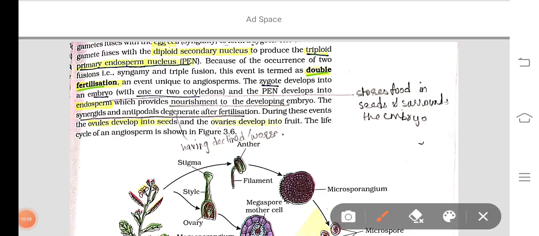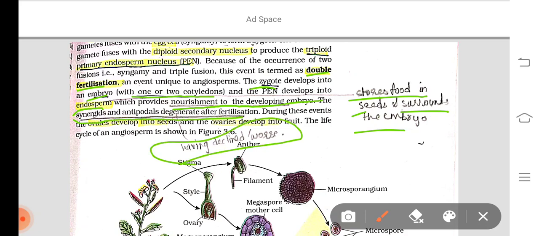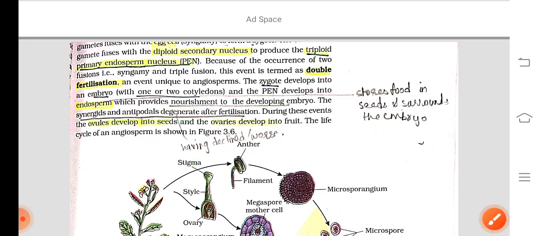The zygote develops into an embryo, which will have either one or two cotyledons, and the PEN will develop into an endosperm. Endosperm is also a part of the angiosperm, which stores food in the seeds and surrounds the embryo. It protects the embryo and gives nourishment to the embryo. And the synergids and antipodals degenerate after fertilization. Degenerate means they get worse, they decline, or they die.